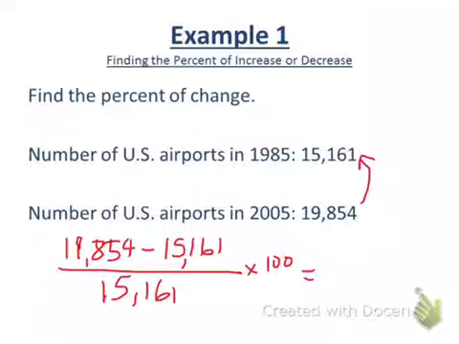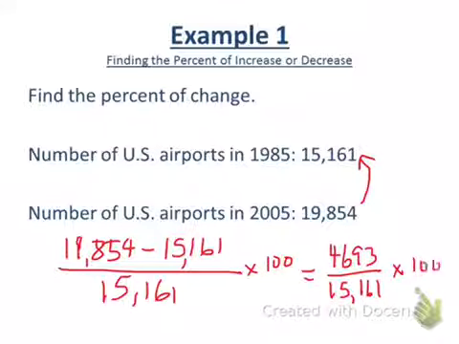Now it'd be nice if you had a calculator handy. That's going to be 4,693. Who's got a calculator handy that can punch this in? All right, go ahead, Josh. 4,693 divided by 15,161 is what?